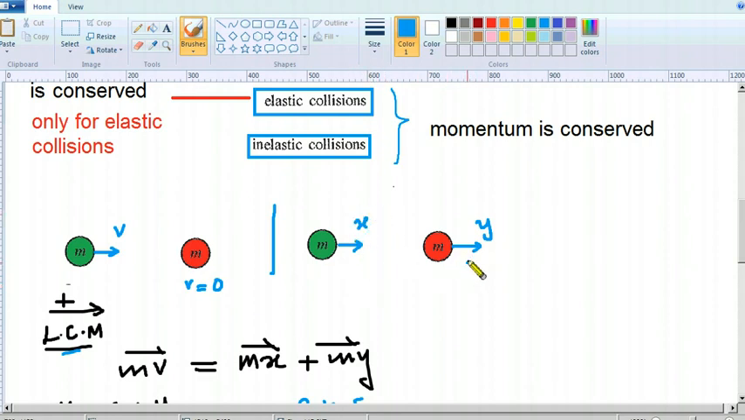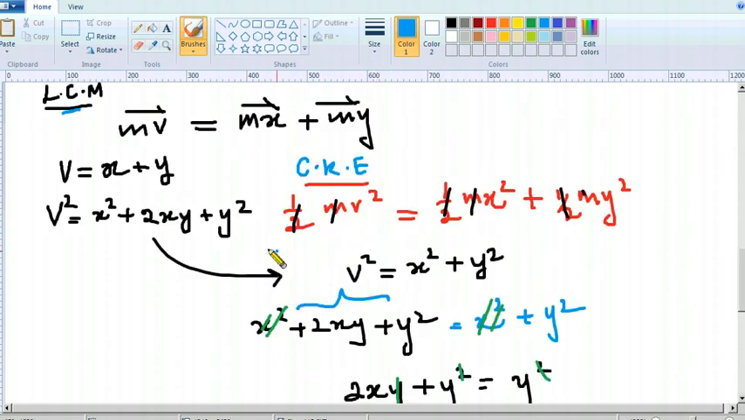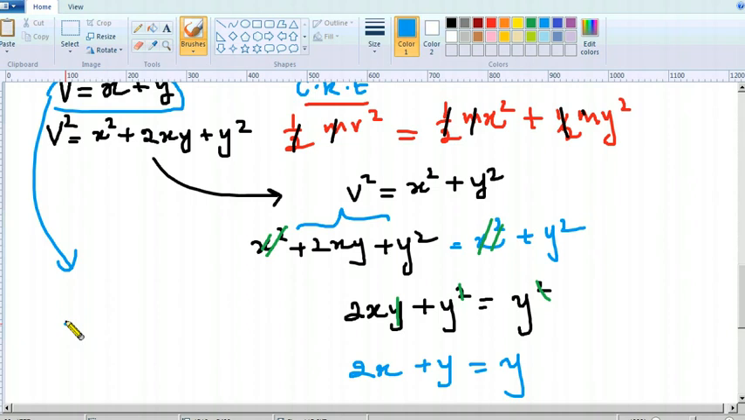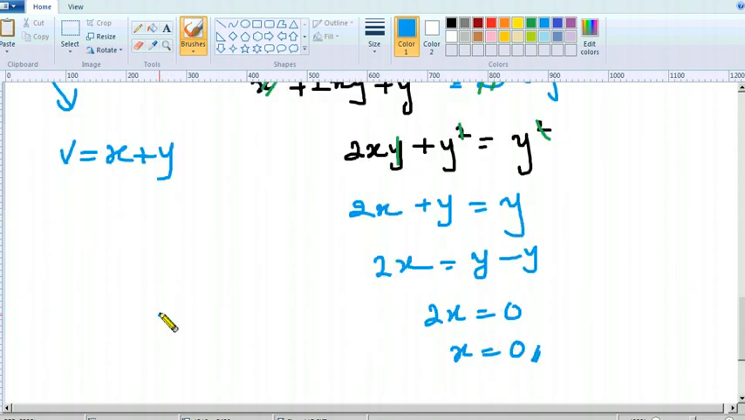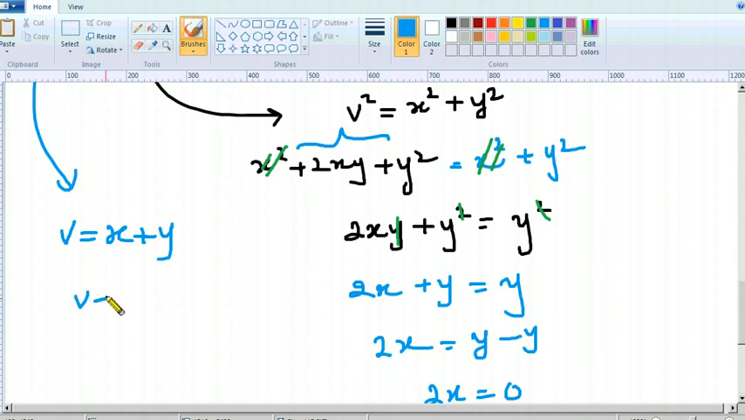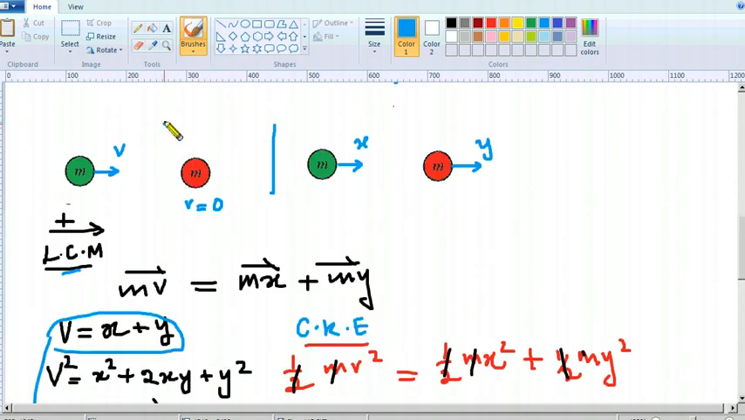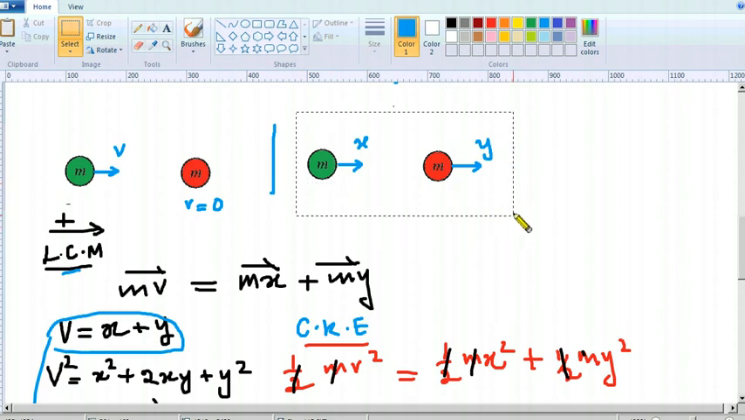So let's check y, what happens to y. We take this equation again. v equals x plus y. We know now x equals 0, therefore 0 plus y, then y equals v. Then what happens after the collision?